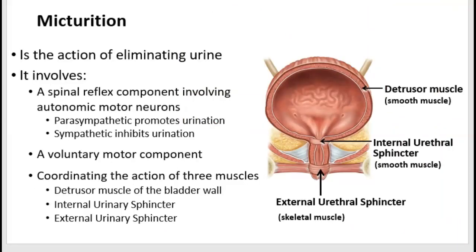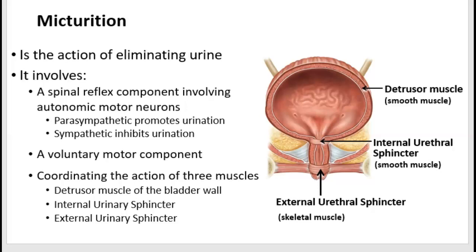So the process of emptying our bladder is known as micturition. It's the action of eliminating urine. And it involves a reflex component and then a voluntary component. The reflex component is a spinal reflex that involves a sensory neuron and autonomic motor neurons, both parasympathetic and sympathetic. Parasympathetic would promote urination, sympathetic would inhibit urination. And then the voluntary motor component is going to originate in the brain.